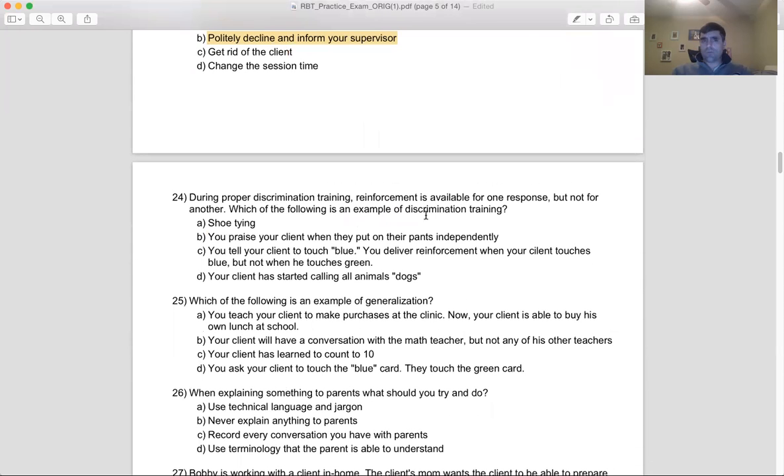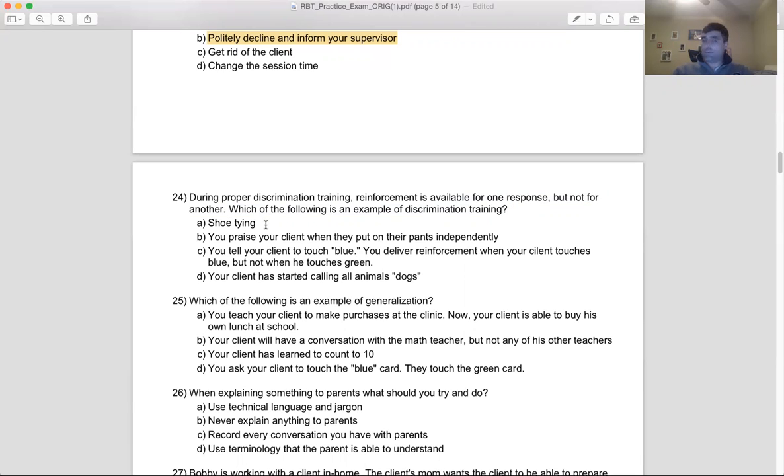24. During proper discrimination training, reinforcement is available for one response, but not for another. Which of the following is an example of discrimination training? So read the question, right? What do you automatically know? We need two responses, okay? We're looking at one response, but not for another. You're looking for two responses.